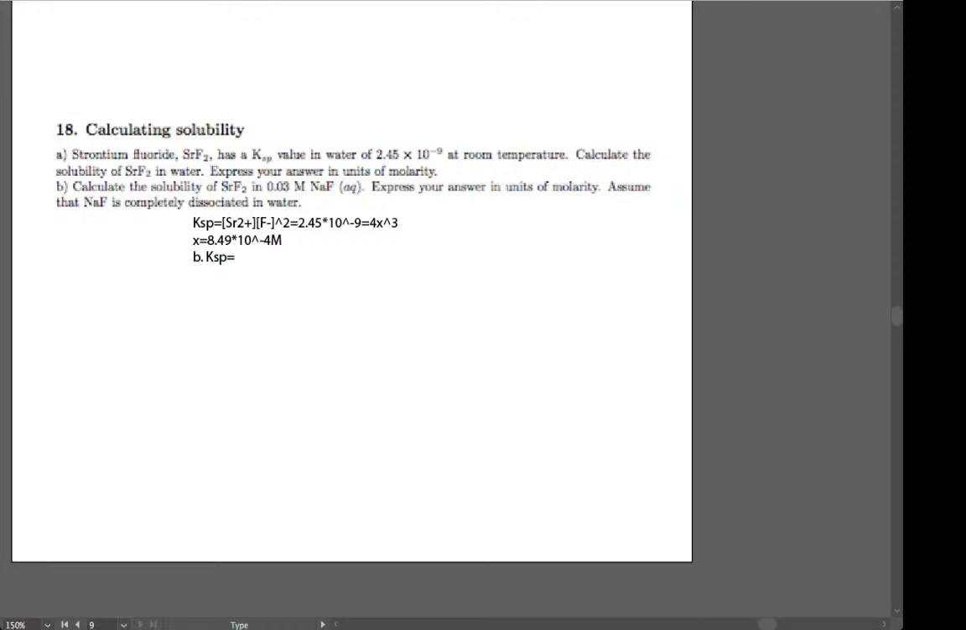Okay, so assume that the thing has X. We can just assume that the concentration of Sr2+ is X, and then you add them up. Oh, we can just assume that... no, we cannot. The Sr2+. Express your answers in units of molarity.